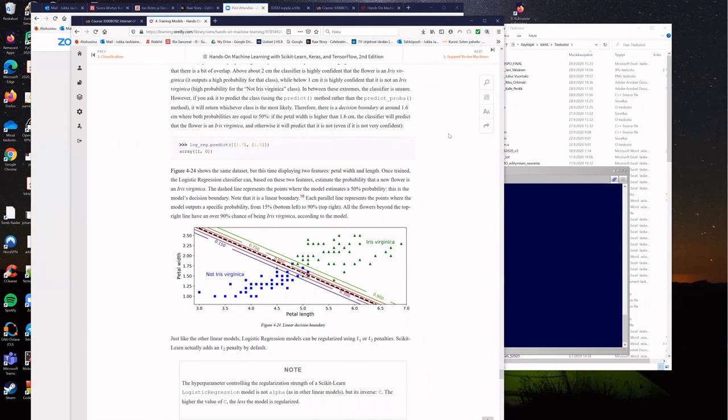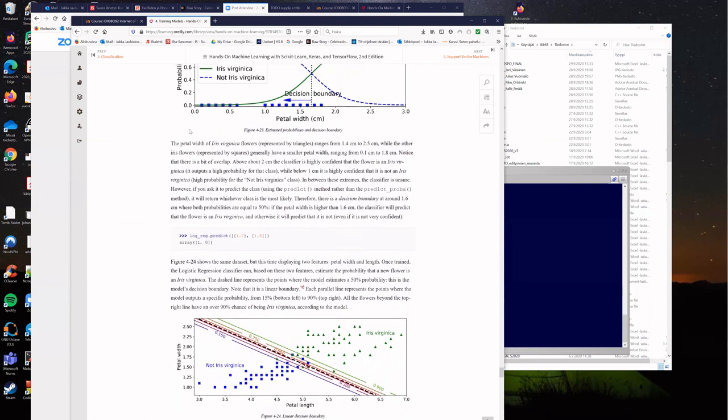But when you plot the petal length and petal width in one plot, then you clearly see that there is a clear separation between the iris virginica and not iris virginica in this logistic linear model.